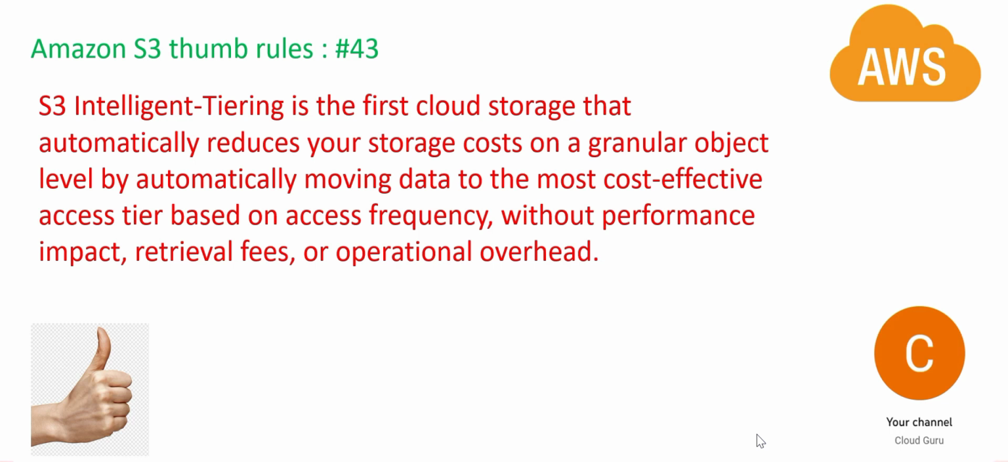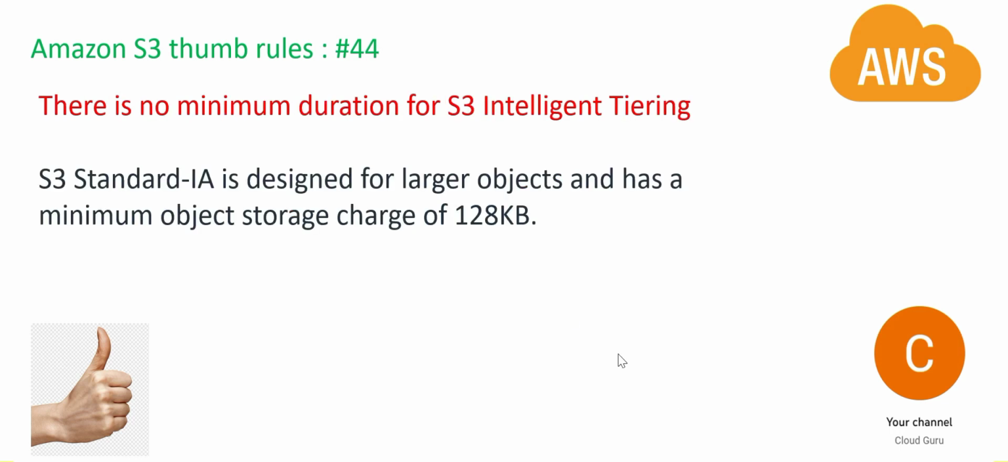S3 Intelligent-Tiering has no minimum duration. What is minimum duration? If you see certain storage classes like Glacier, the minimum duration is 180 days. You cannot think, I'll keep it in Glacier for 15 days and get out. You will be charged, on a pro rata basis. So 180 days is the minimum period there. In some storage classes, 30 days, 60 days, 90 days is the minimum period. S3 Intelligent-Tiering has no minimum period.